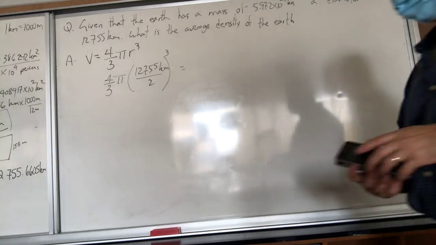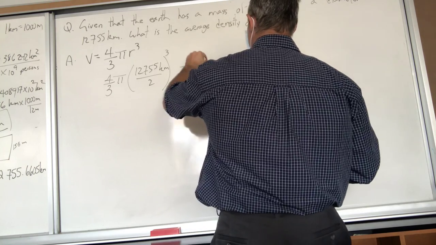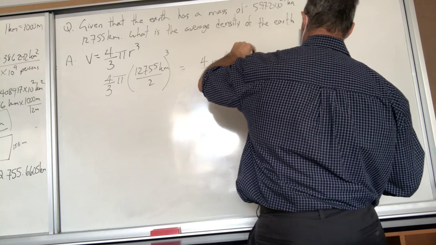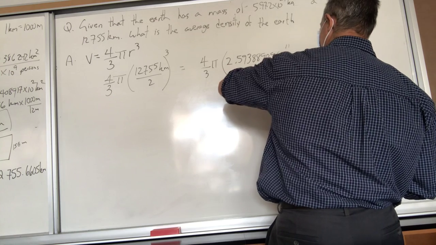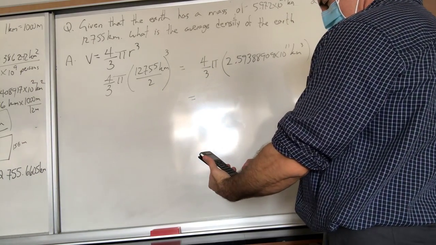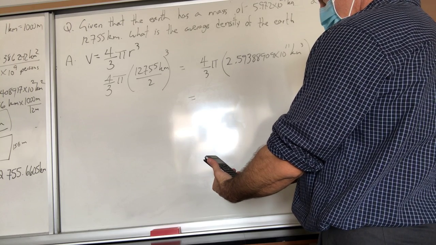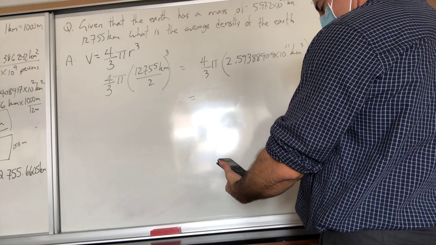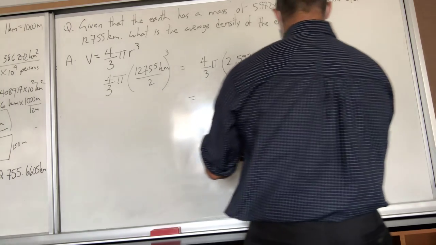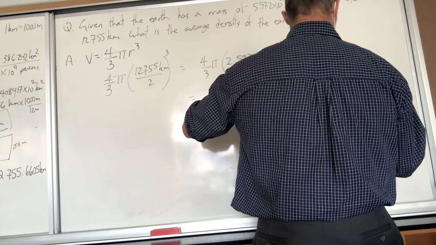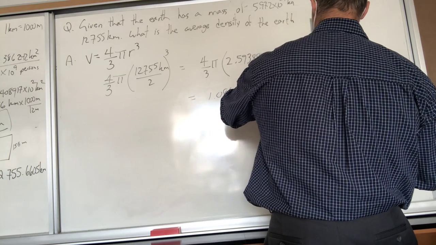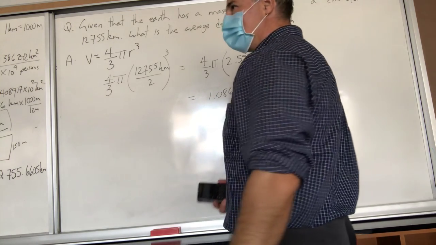Okay, so let's write that down. So 4 over 3 pi times 2.5938890 times 10 to the power of 11 kilometers cubed. Times 4 pi divided by 3, and we get this. So the Earth's volume is 1.8652572 times 10 to the power of 12 kilometers cubed. But we want to turn it into something we can work with.